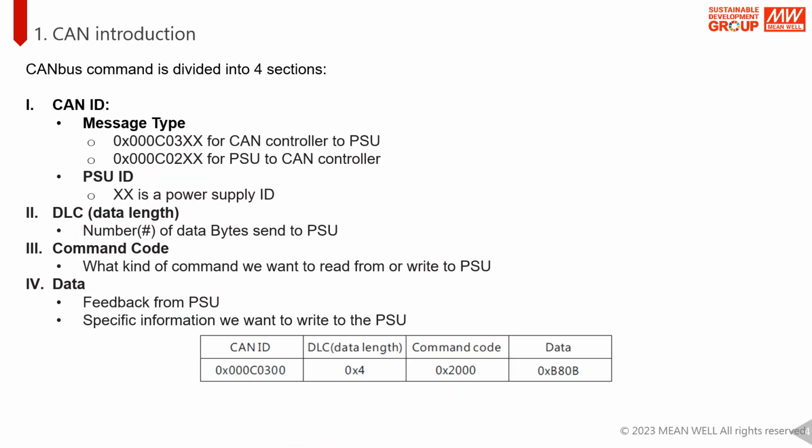As we might know, the CAN bus command is divided into 4 sections. 1. CAN ID, which decides if the controller talks to the power supply or the opposite. 2. DLC, which describes how long the data sent or received from the power supply is. 3. Command code, which describes what kind of information we want to read or write. 4. Data, which is feedback from the power supply or which we want to save in its memory.